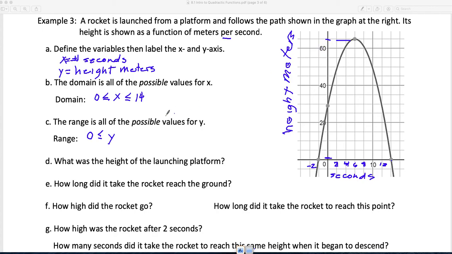Okay, so we said that's 65 because the scale was in 5s. What was the height of the launching platform? That's where we started from. This is our initial value. If it's my initial value, then it is my y-intercept. So where is the y-intercept?